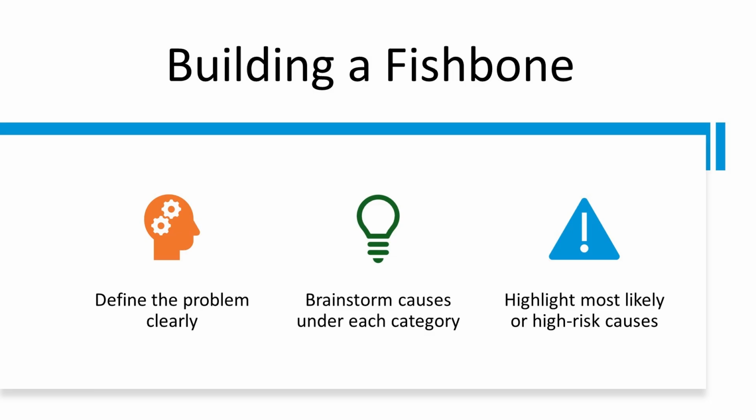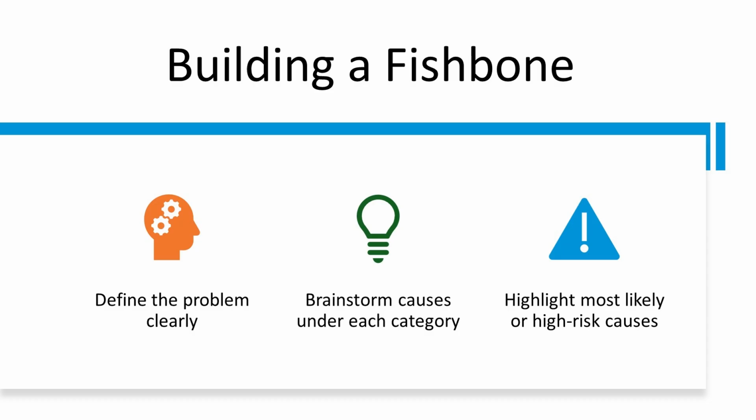Step 1. Clearly define the problem and write it at the head of the fish. Example: increased defect rate in product XYZ. Step 2. Draw the main backbone and the major cause branches, for example, people, process, equipment, materials, environment, management, or the 6 Ms.